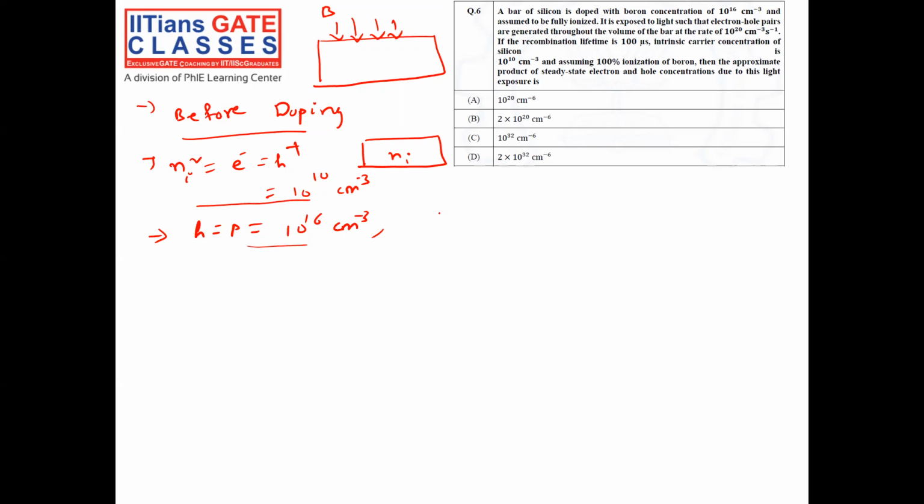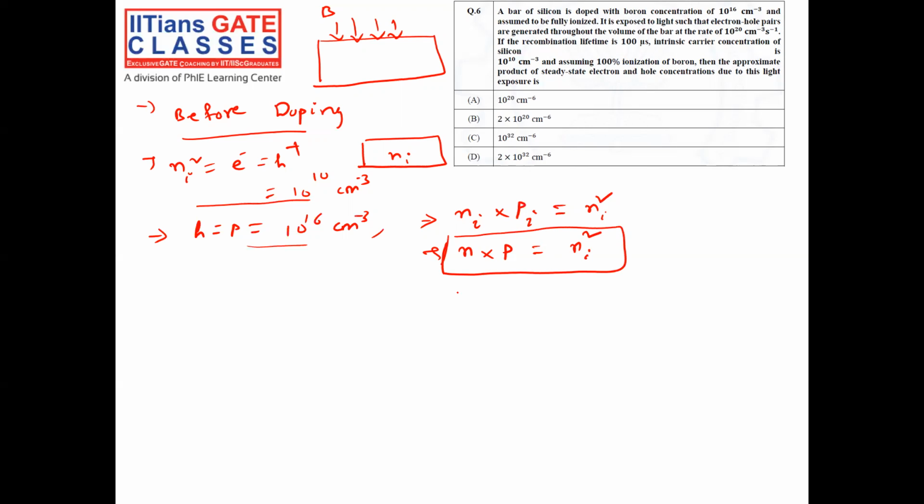We know there is a law called the mass action law. What is the mass action law? It says the concentration of electrons in an intrinsic semiconductor times the concentration of holes in an intrinsic semiconductor is equal, and both are ni squared. Also, if you take any semiconductor, whether it is doped or undoped, the concentration of electrons times the concentration of holes is equal to ni squared. This is called the mass action law.